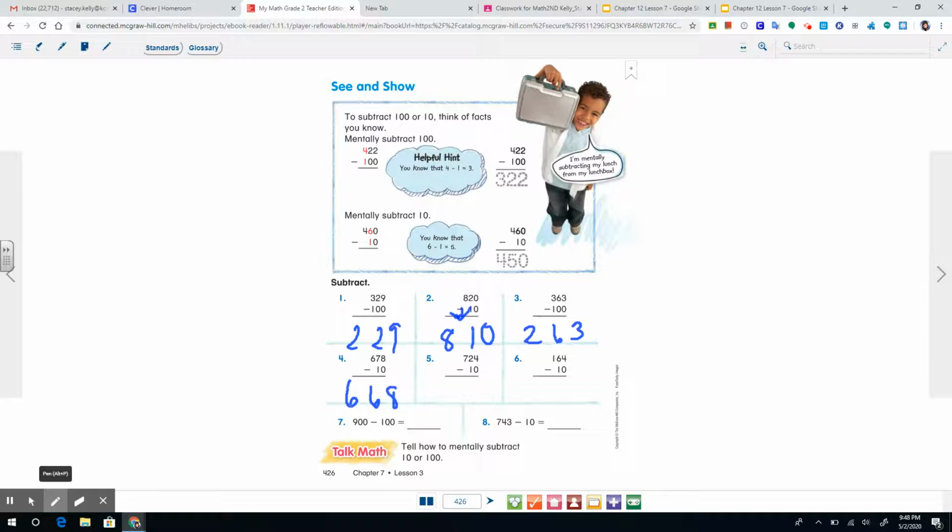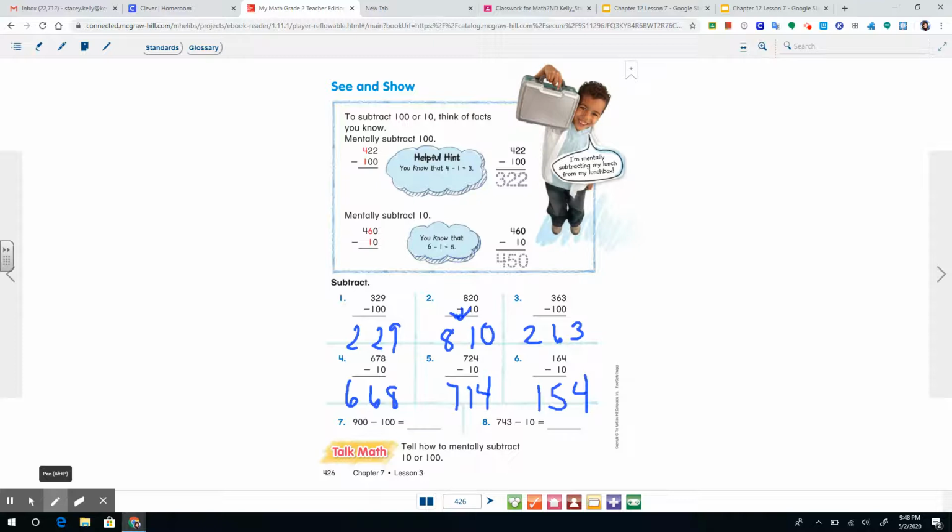668. Number 5, 4 minus 0 is 4. 2 minus 1 is 1. 7, drop it straight down because there's nothing in the hundreds place. In the ones place, 4 minus 0 is 4. 6 minus 1 is 5. 1 minus nothing is still 1.